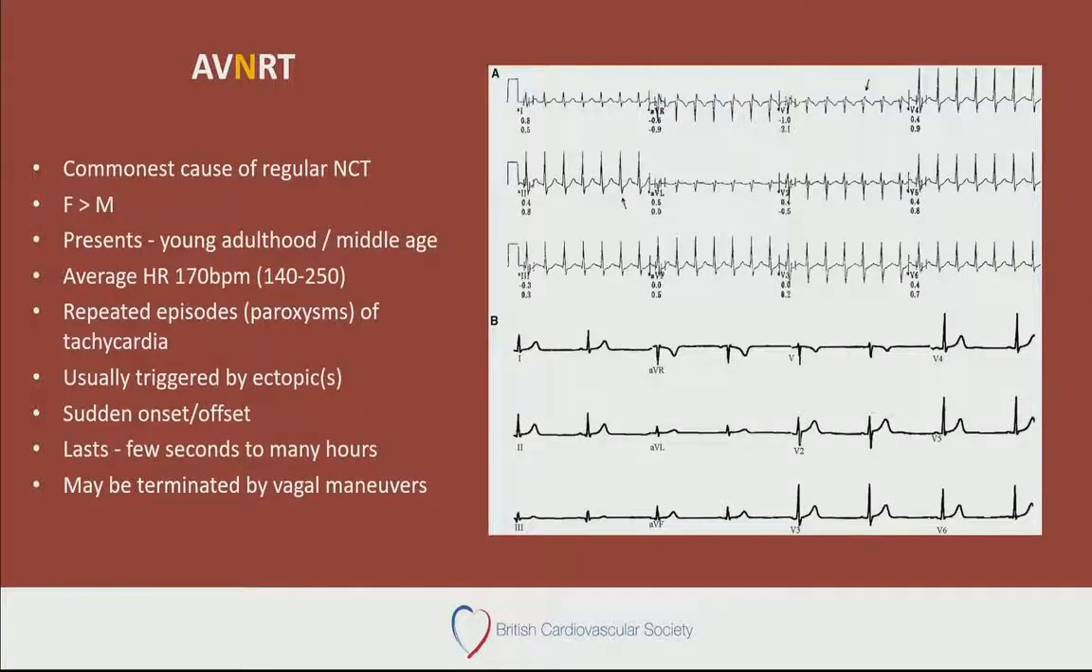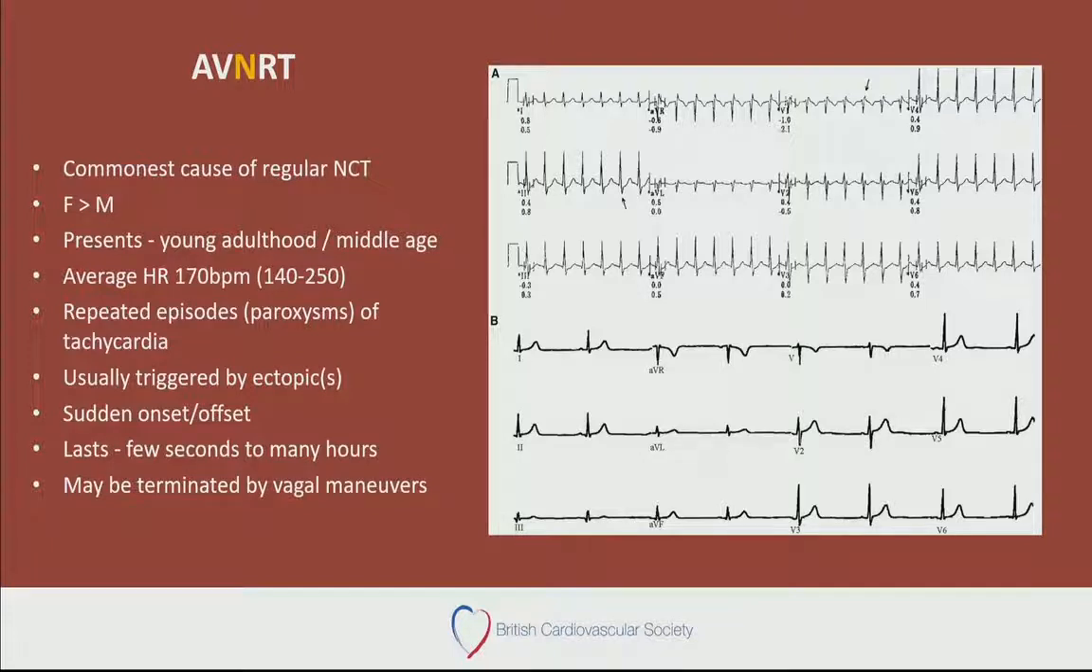So AVNRT is the commonest SVT that you'll encounter. More females than males. Young adulthood and middle age is the key age that you'll see these arrhythmias, although there are many patients that you'll see also in their advanced years who have it. They are fast. Average heart rate's about 170, but they can go above 200 beats per minute, and they present with that typical recurrent paroxysms of tachycardia, usually triggered by ectopics.